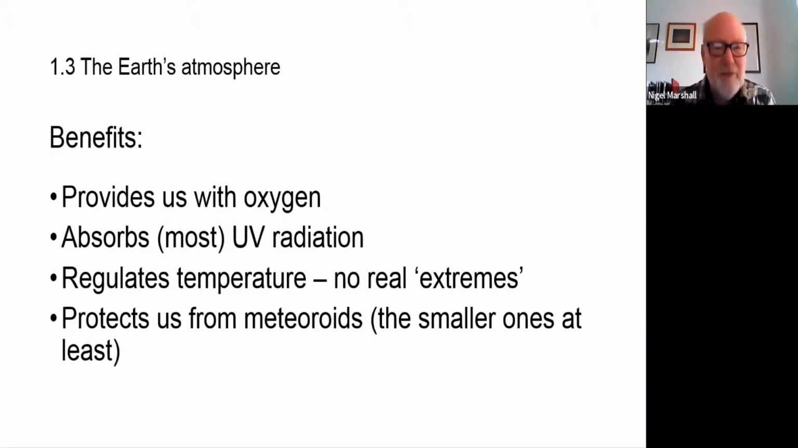A lot of the harmful ultraviolet radiation, and certainly X-rays and gamma rays that come from the sun, is absorbed. Now, not all of it. I think you're probably aware that the Earth's atmosphere acts as a big filter. It stops a lot of what we call electromagnetic radiation from the sun from reaching the Earth's surface.